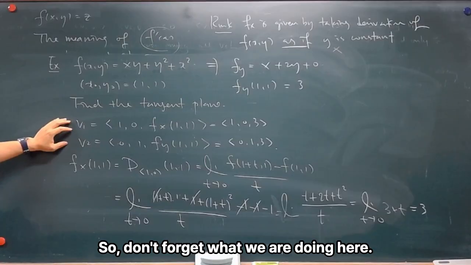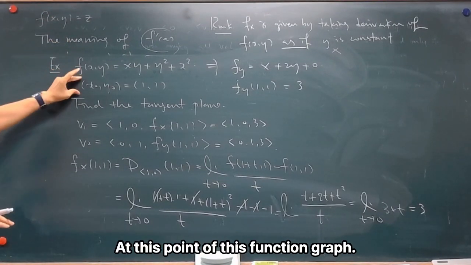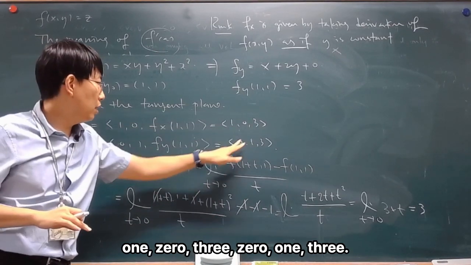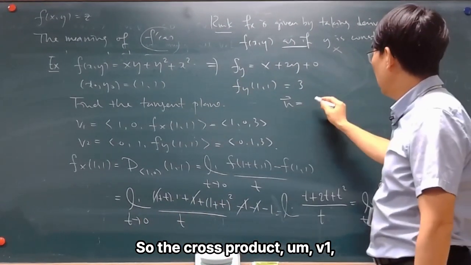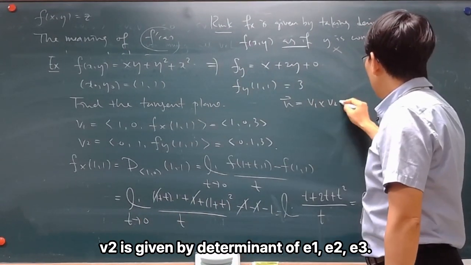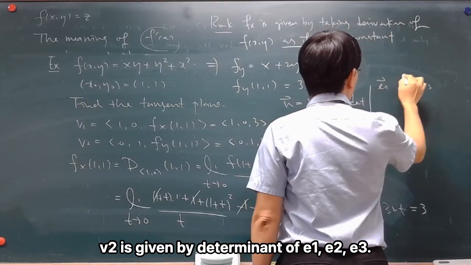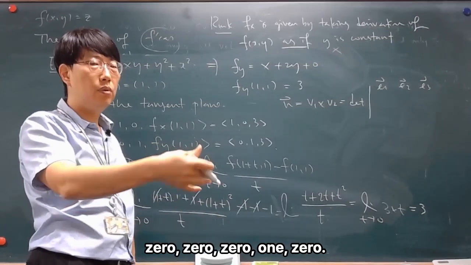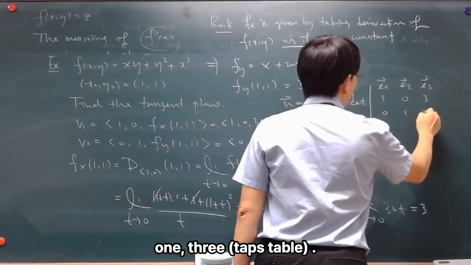So don't forget what we are doing here. We want to find the equation of the tangent plane at this point of this function's graph. So we want to take the cross product of these two three-dimensional vectors, 1, 0, 3 and 0, 1, 3. The cross product v1 times v2 is given by the determinant of e1, e2, e3, again three-dimensional standard vectors 1, 0, 0, 0, 1, 0, and 0, 0, 1, with rows 1, 0, 3 and 0, 1, 3.